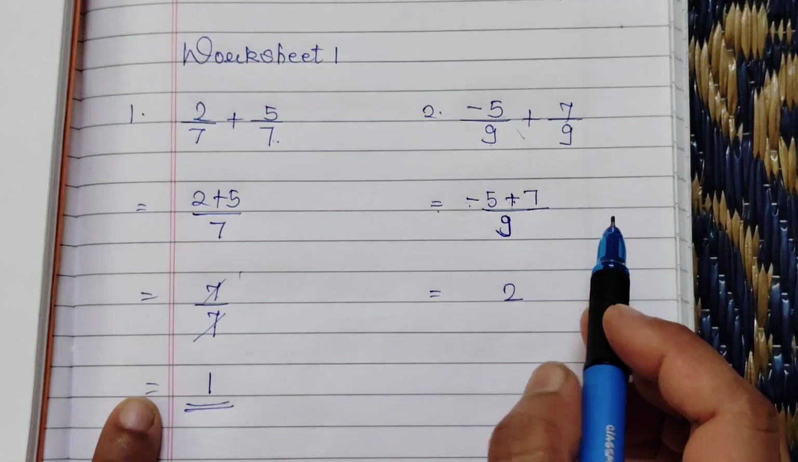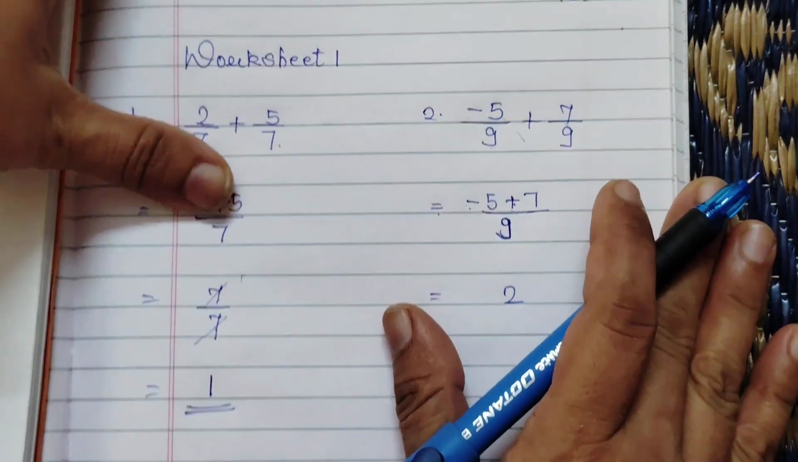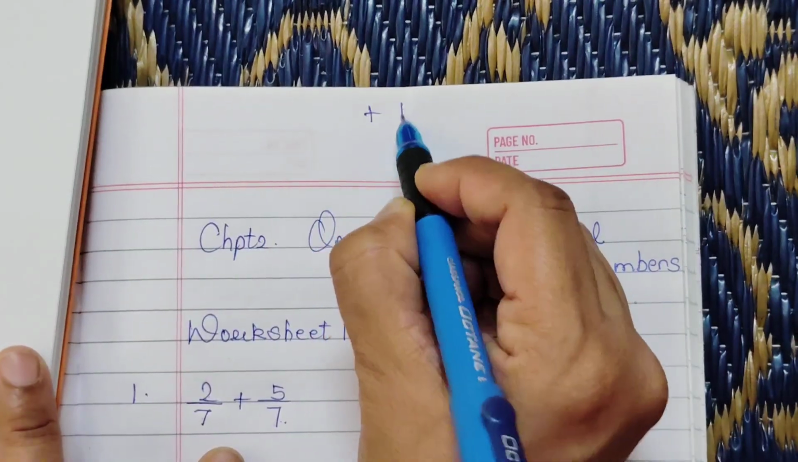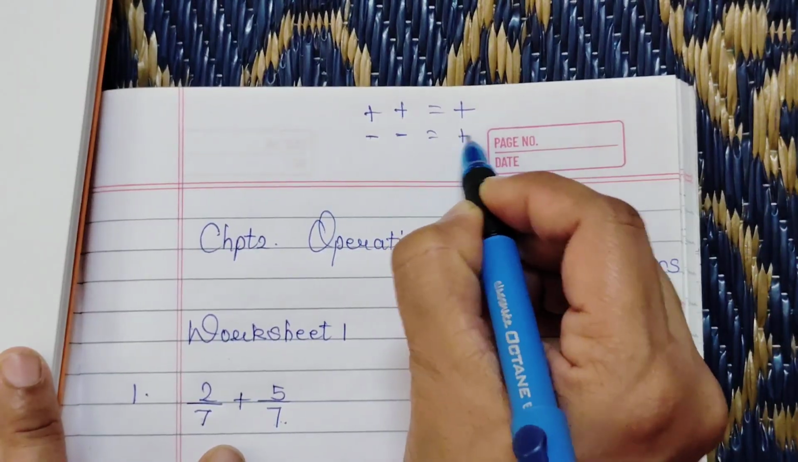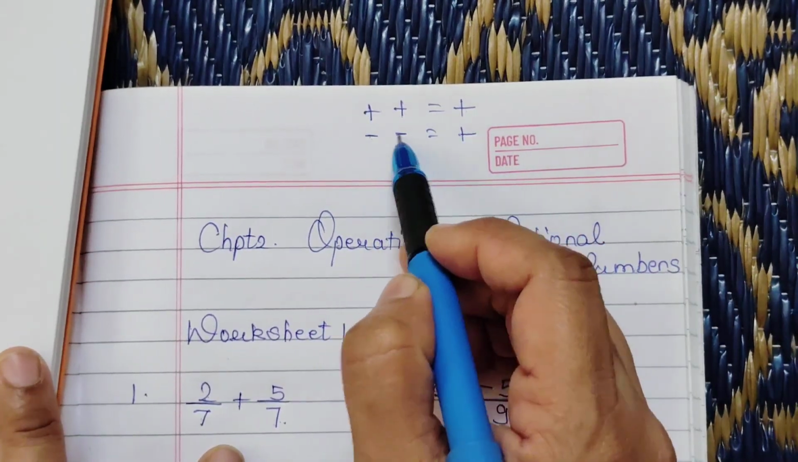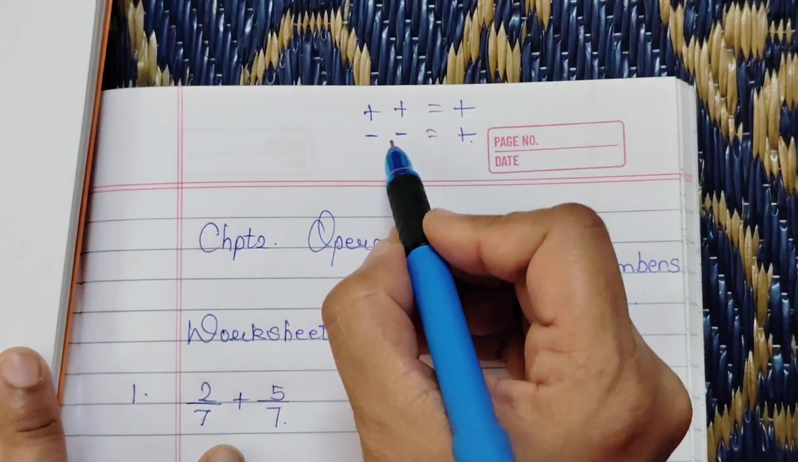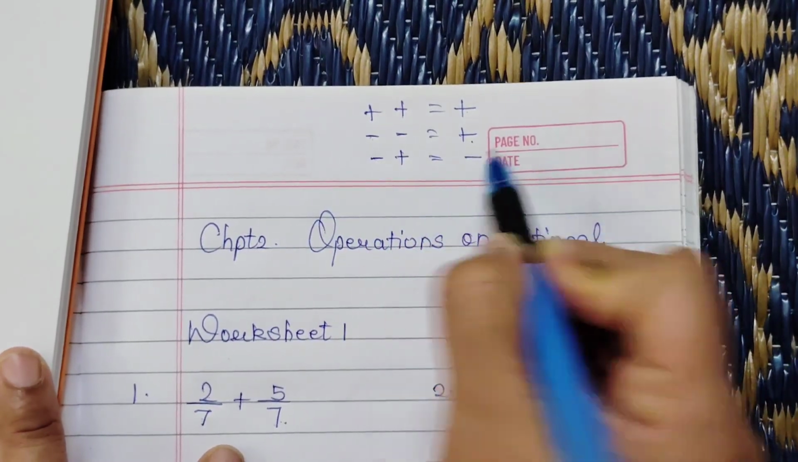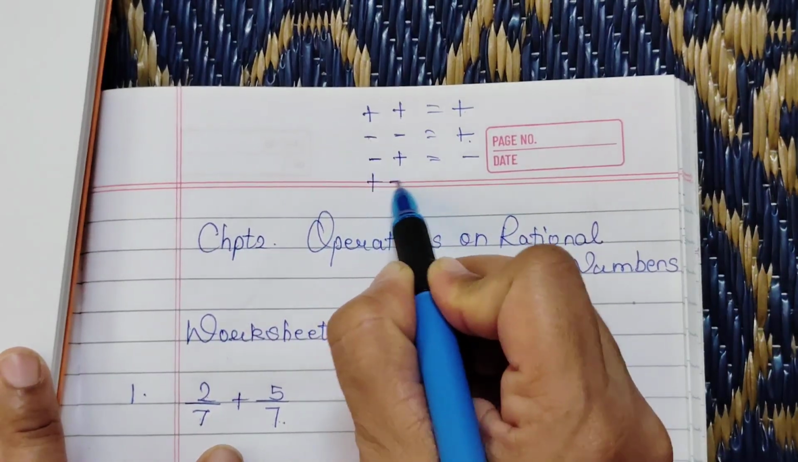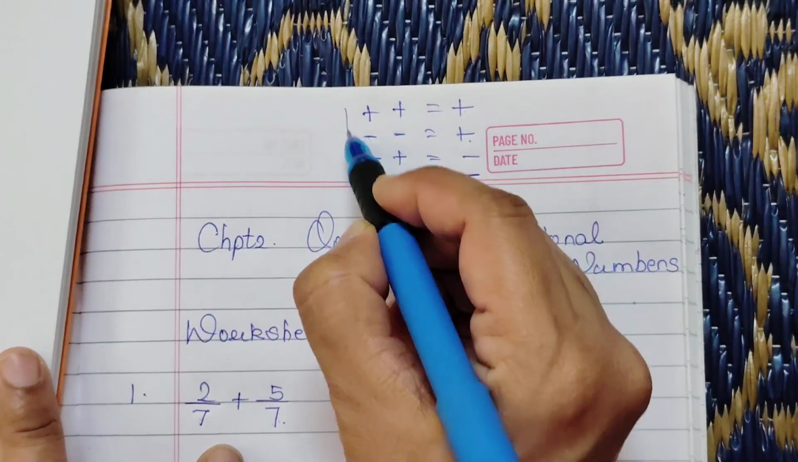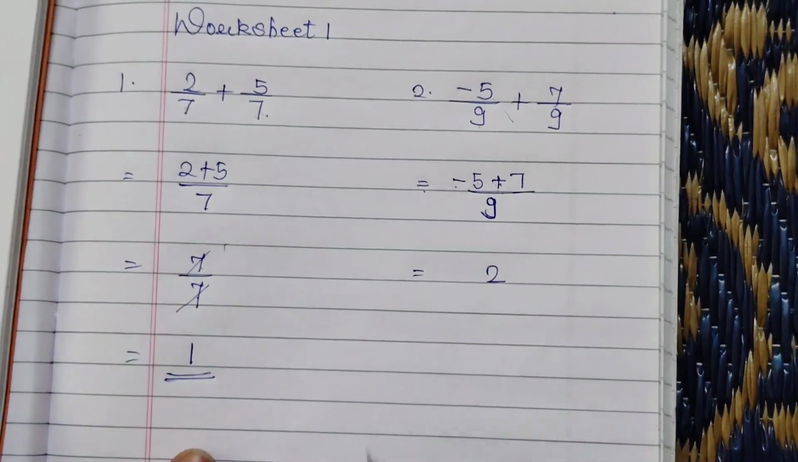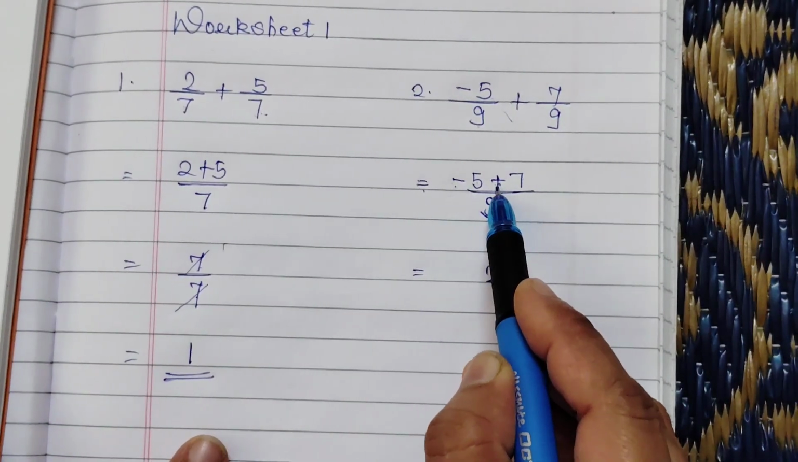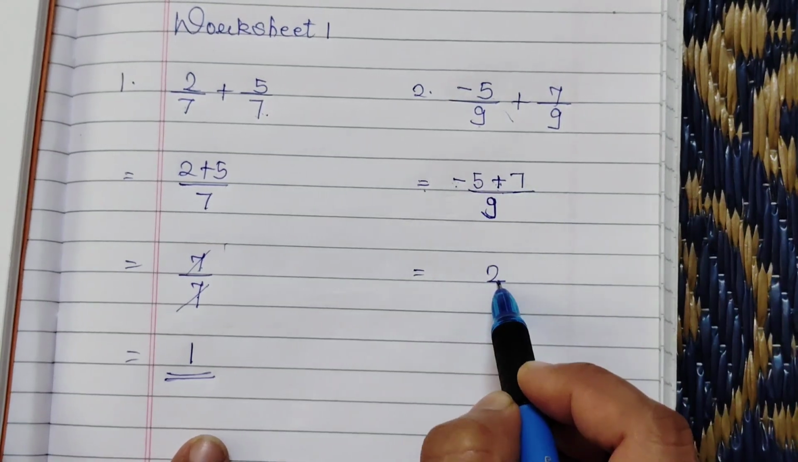So minus plus. One more thing, just note it down: when we have same signs, we get the answer as plus. Minus minus will also get plus. Plus plus plus, minus minus plus. But when we have opposite signs, the answer will be minus. Same signs, we get the answer as plus, and opposite signs we get the answer as minus. So here we have opposite signs, minus plus, so we have to subtract. So 7 minus 5 is 2.